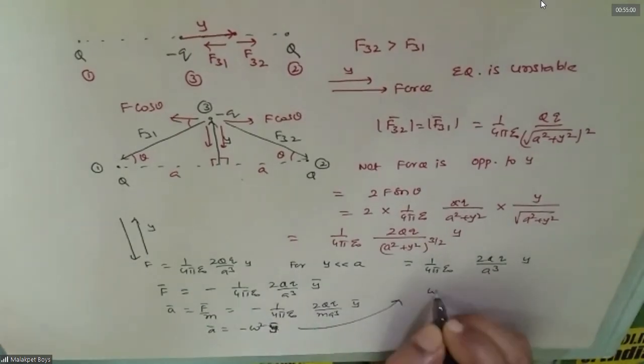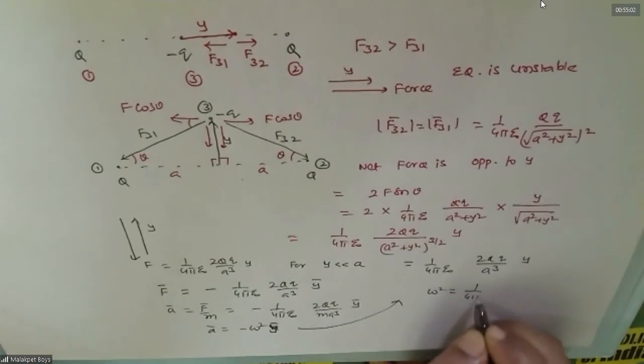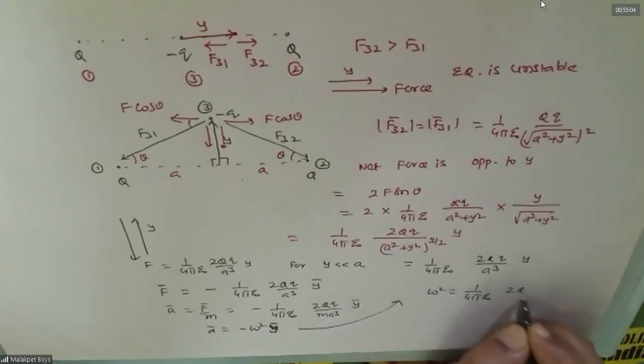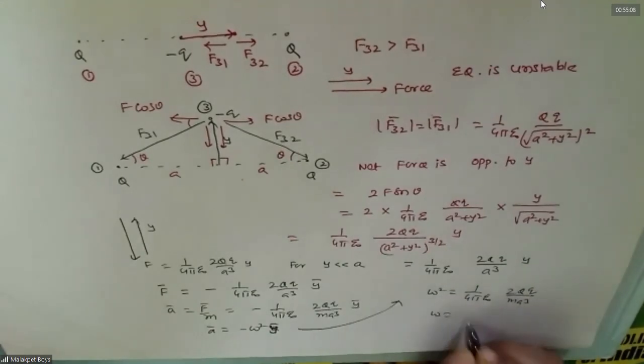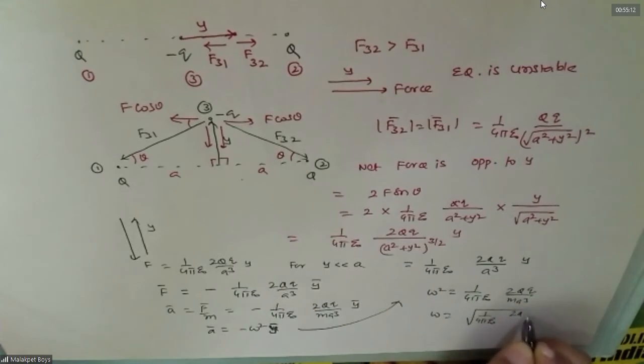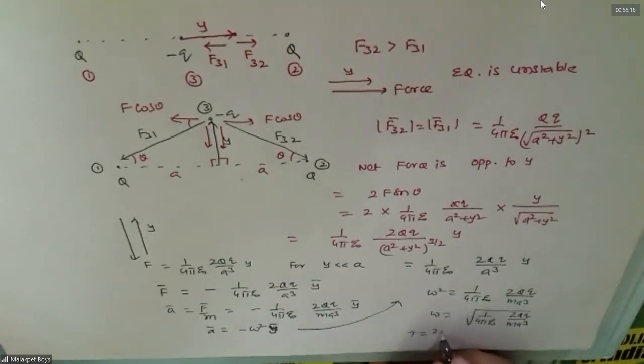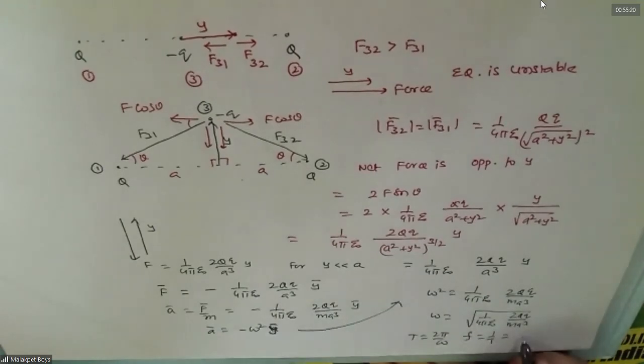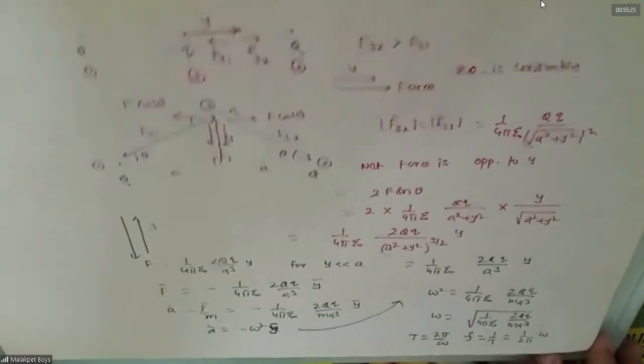So what is omega square? 1 by 4 pi epsilon 0, 2kQq by A cube, that is omega square. So T equals 2 pi by omega. Frequency is 1 by T, so 1 by 2 pi into omega. Understood how to find?